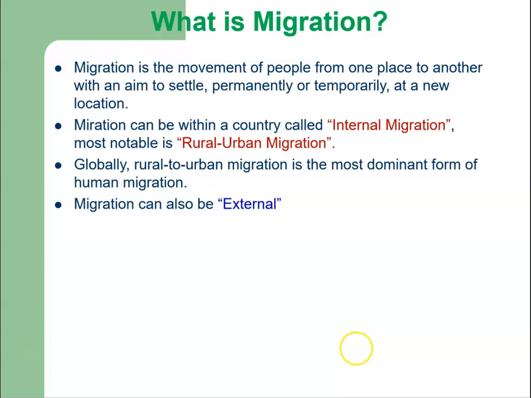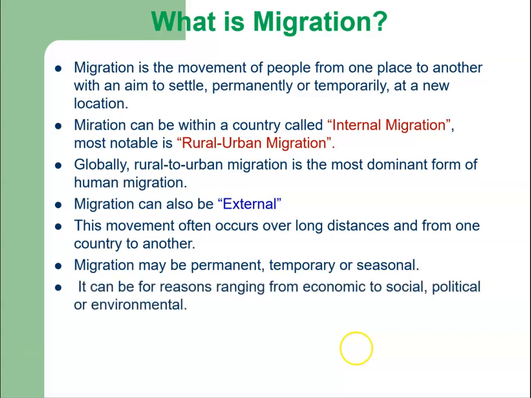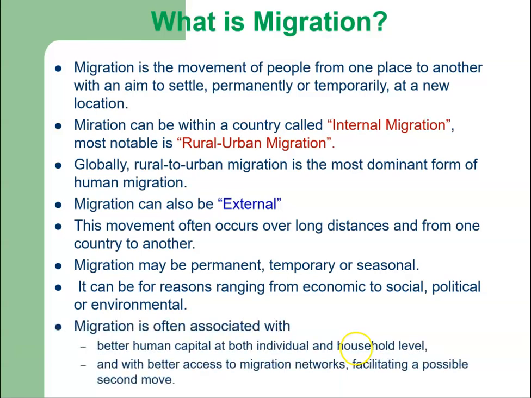Migration can also be external, that is, migration from one country to another country. This movement often occurs over a long distance. This migration may be permanent, temporary or seasonal. It can be for reasons ranging from economic to social, political or environmental. Immigration is often associated with better human capital at both individual and household level, and with better access to migration networks facilitating a possible second move.